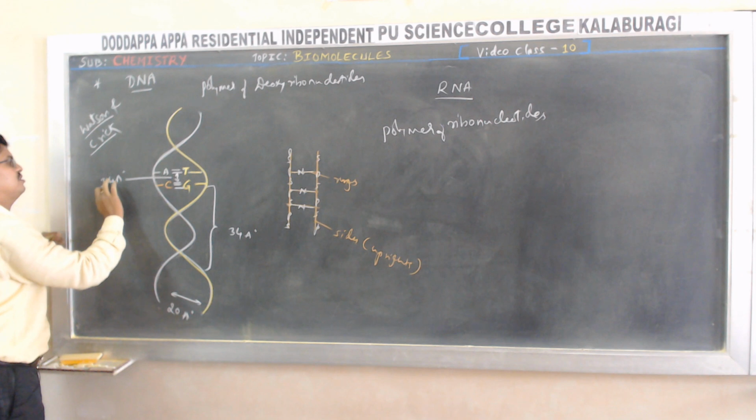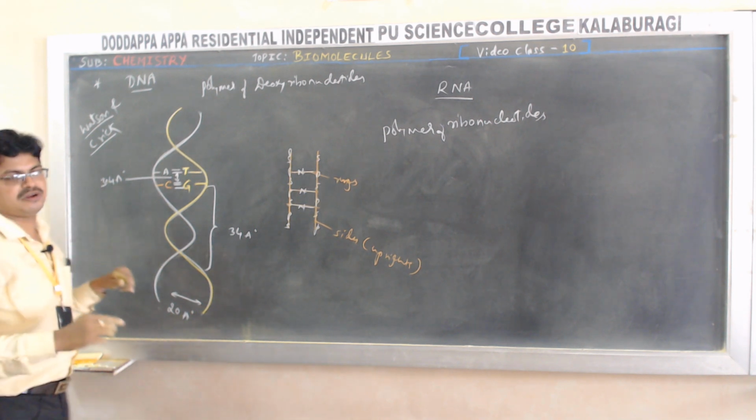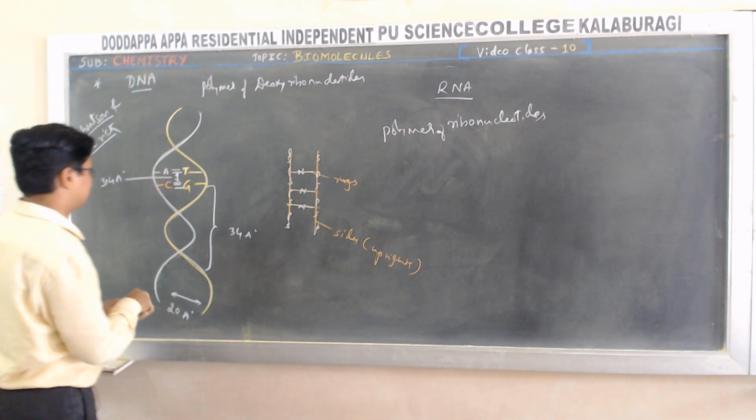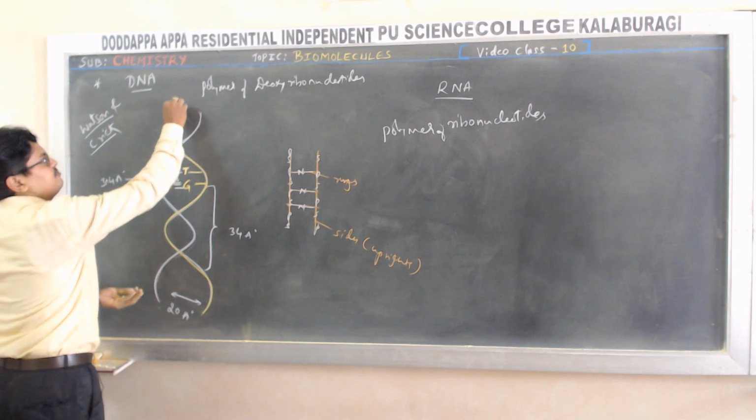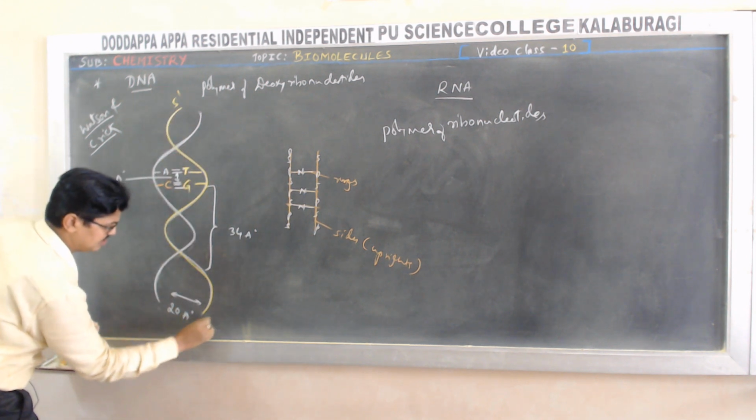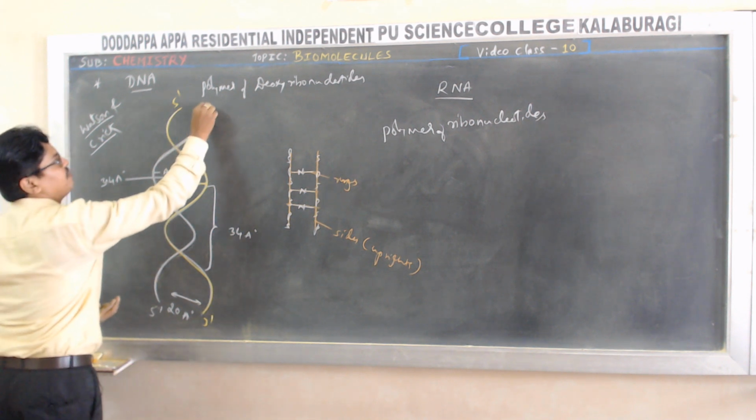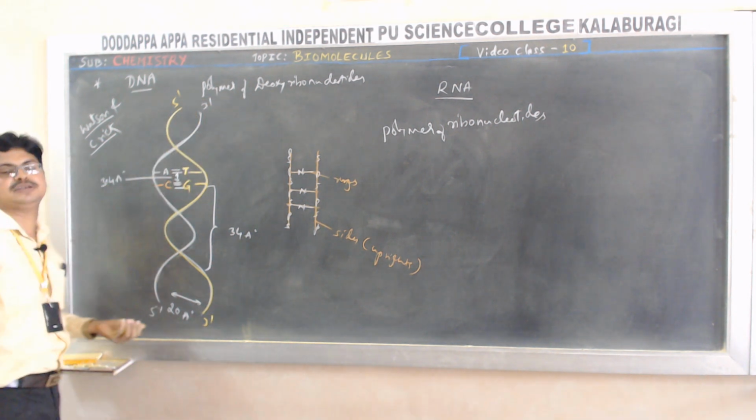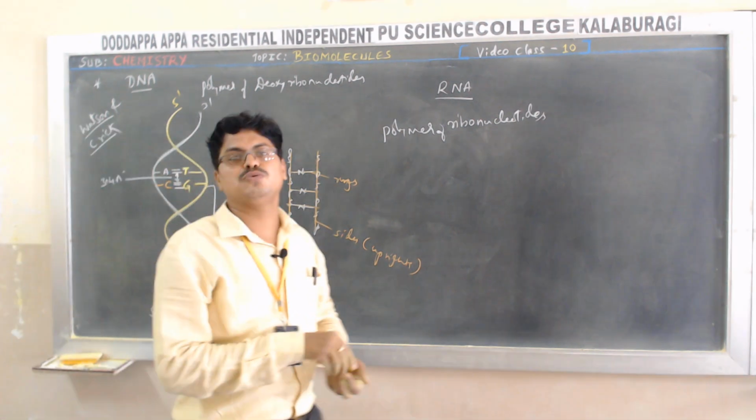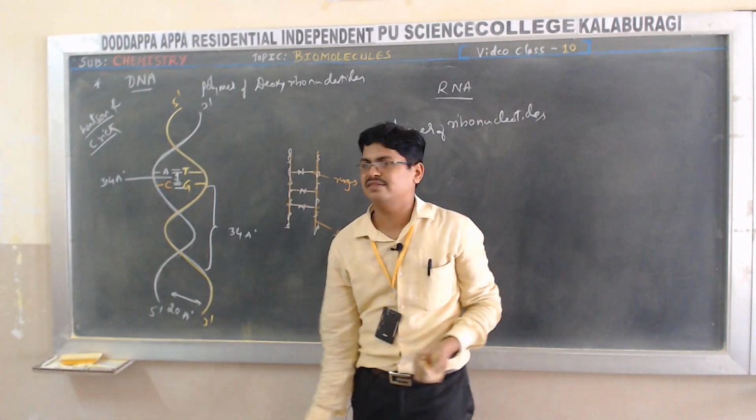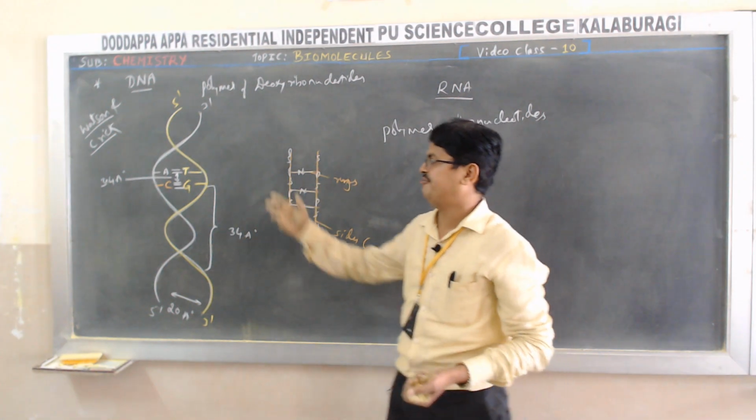3.4 Armstrong unit. Of course, one strand runs from 5' to 3'. Another strand runs from 3' to 5'. So, dear students, this is a brief information regarding the Watson and Crick model of DNA.